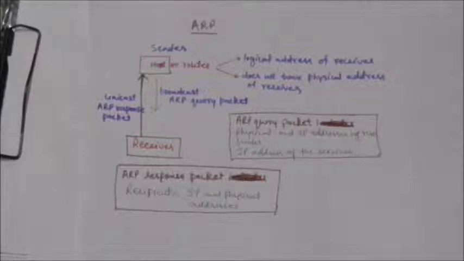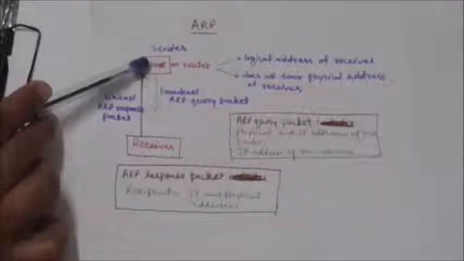Full form of ARP is Address Resolution Protocol, and this protocol is used for mapping a logical address to physical address. As we know, the delivery of a packet to a host or a router requires two levels of addressing: logical address and physical address. Now we will see how this protocol ARP works.